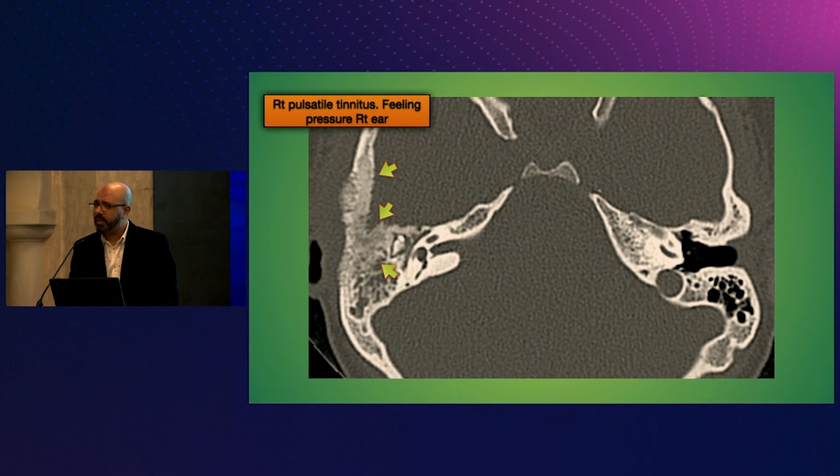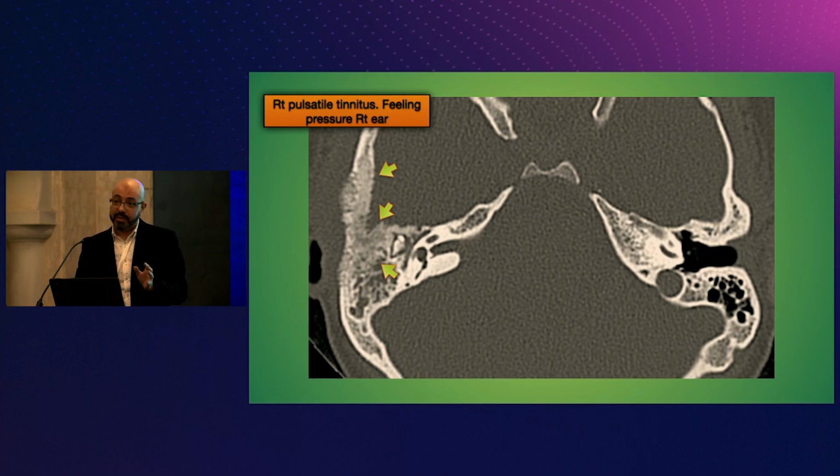Patient with right-sided pulsatile tinnitus and feeling pressure in the right ear. Again, on CT, this is a relatively easy diagnosis to make. So what's wrong here? We have bony expansion, we have sunburst appearance of periosteal reaction, and this lesion is extending into the mastoid air cells and the tympanic cavity. So it's a pretty obvious case of intraosseous meningioma or meningioma en plaque, right?